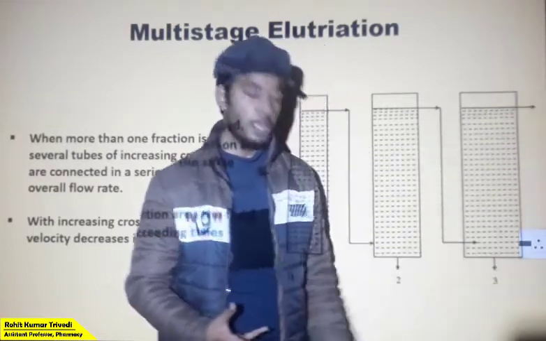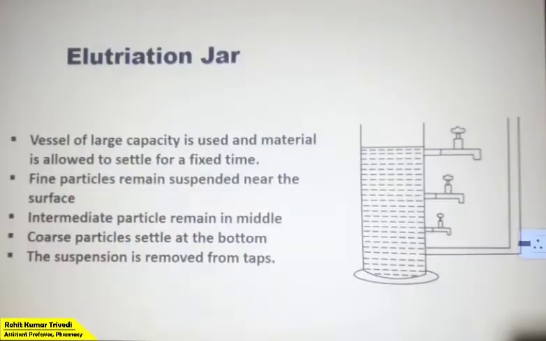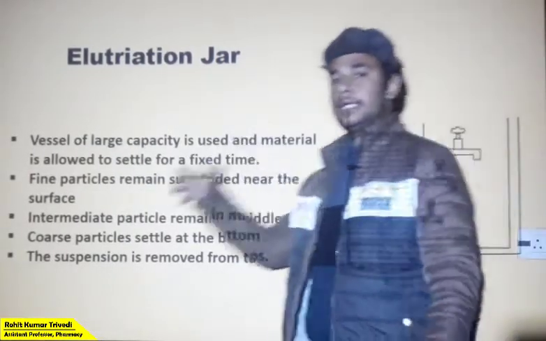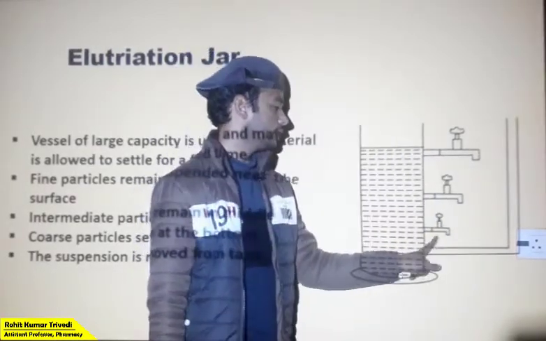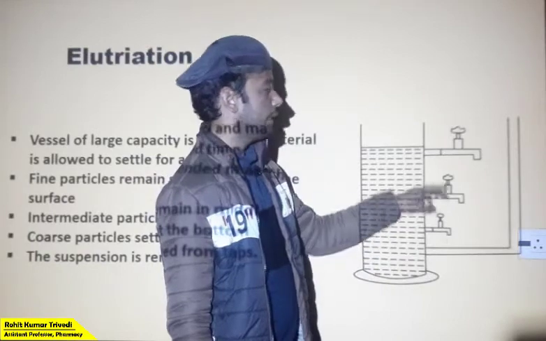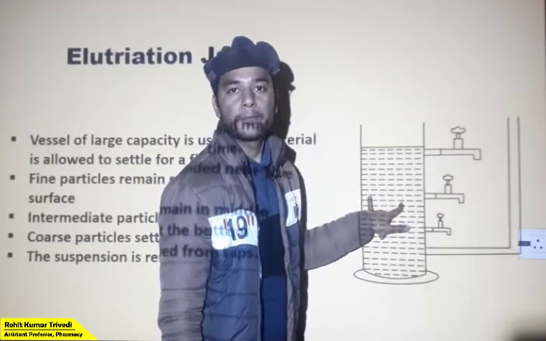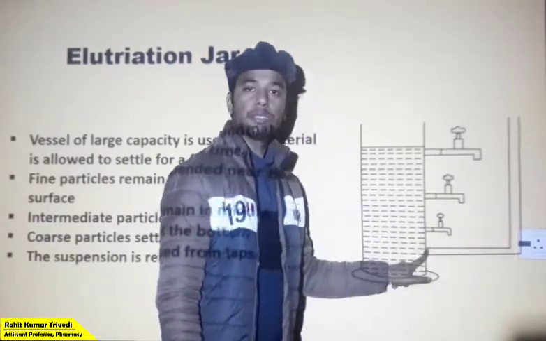Now moving to the next part, the third one, that is the elutriation jar. We will have a tank with a very huge capacity, and we will have installed 3 different outlets at 3 different levels of that elutriation jar. The sample will be introduced using this pipe or inlet.